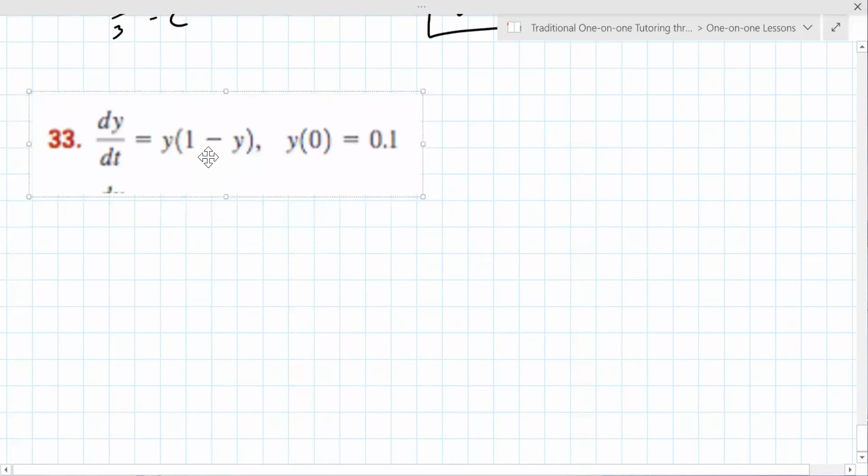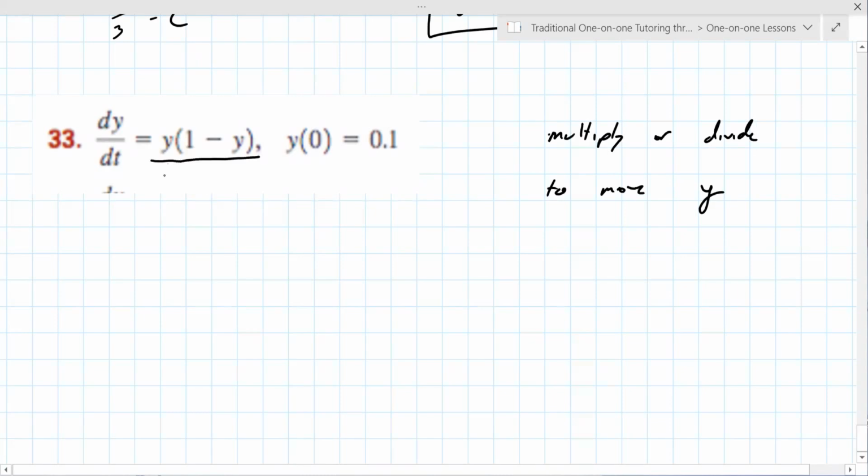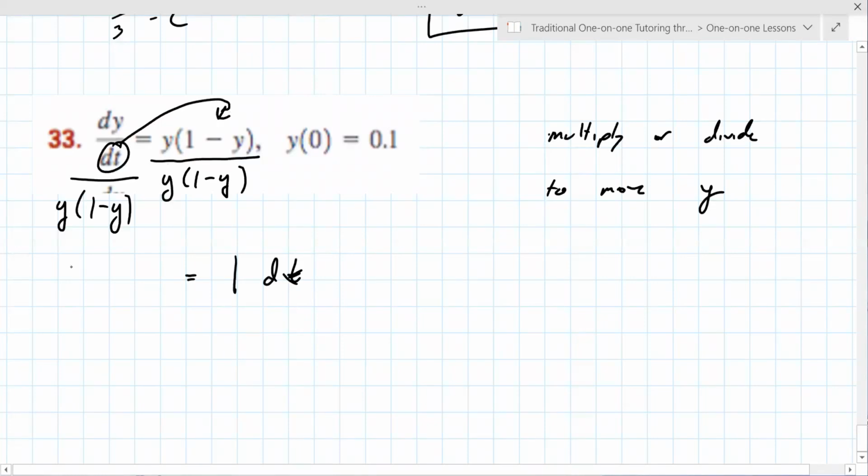This time we do have some y's, and maybe there's a thought like, oh, I'll just distribute in. You don't want to do that. You generally multiply or divide to move y. You never add or subtract, I guess is the point. So you divide by this, and on the right over here, it leaves 1. This equals 1 dx basically, or I guess it's dt. I move the dt over. And then on the left, it's integral dy over y times 1 minus y.